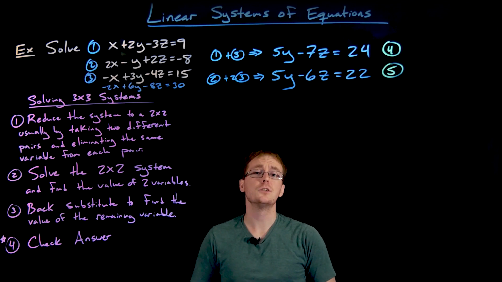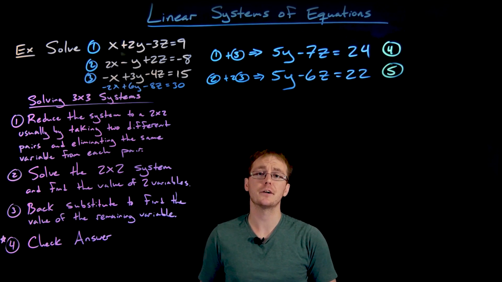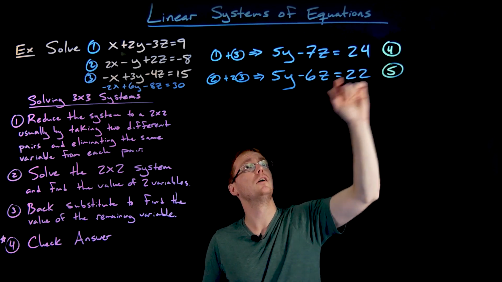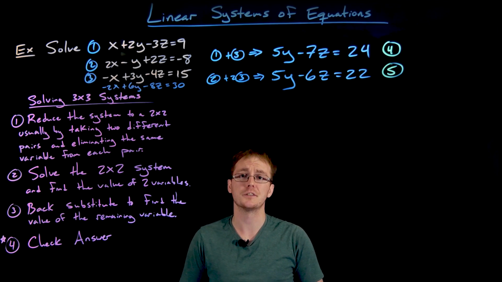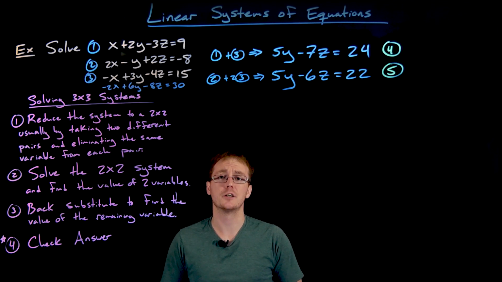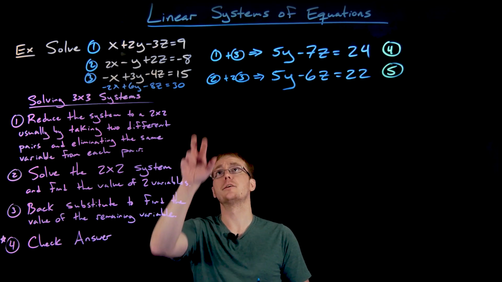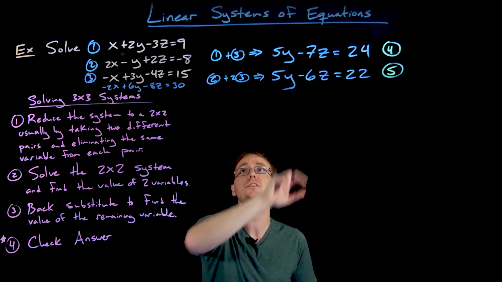And so by taking these 2 different pairs of our original 3 equations and eliminating the same variable from each pair, we've created equations 4 and 5, which are now a 2-variable system of linear equations in y and z. And so now we can solve this 2x2 system just using our previous methods and find the values of y and z.